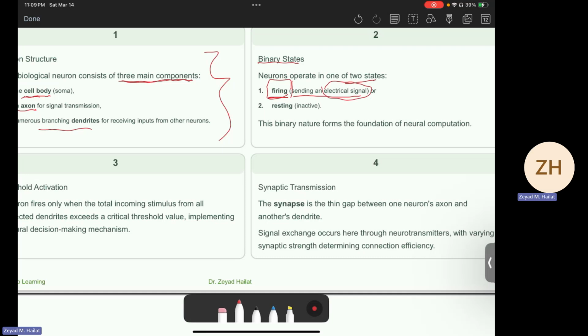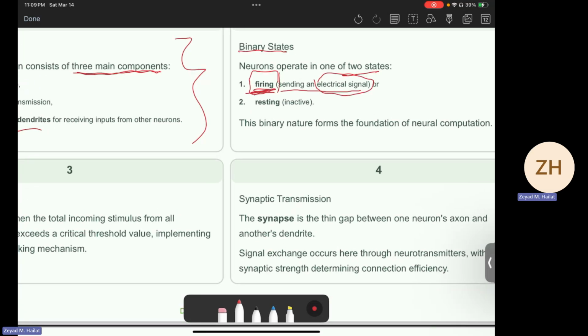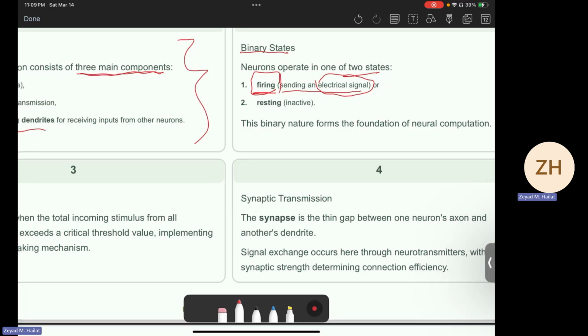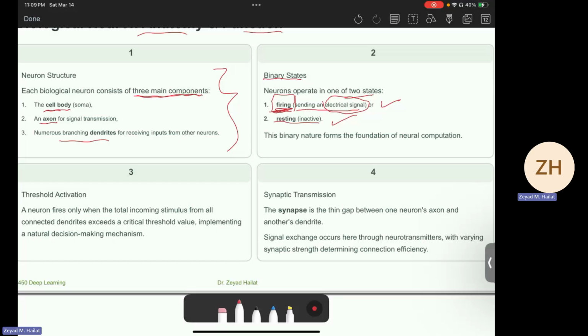So it's electrical pulses in the human body. It's either firing, sending, or creating some sort of signal, or it will be resting, inactive. So it will be either active or inactive. It's just in a resting state. So this binary nature forms a foundation for neural computation.